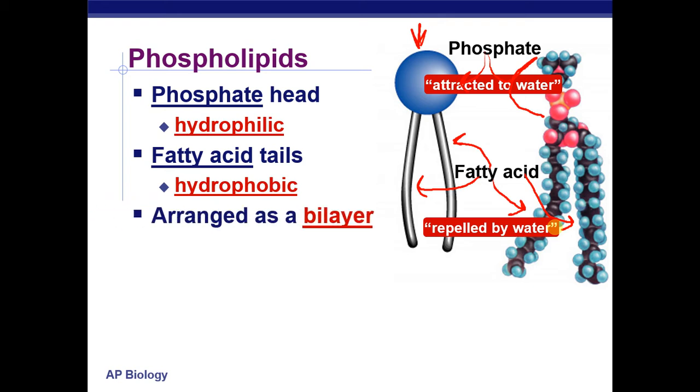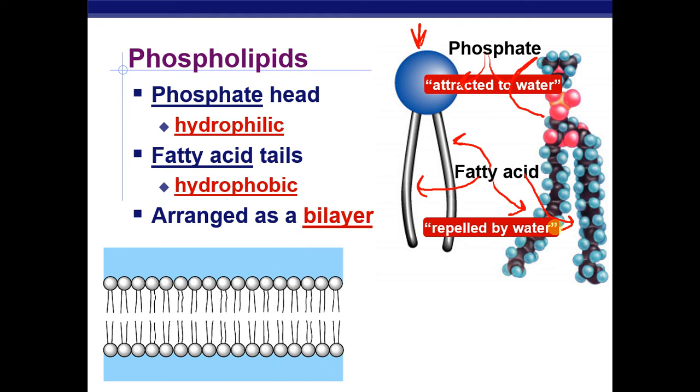So when we assemble them into a cell plasma membrane, they arrange naturally into a bilayer. So bi means two, a layer composed of two phospholipids across, like this. So you can see right here, this is the bilayer.